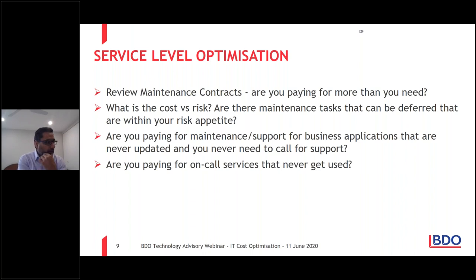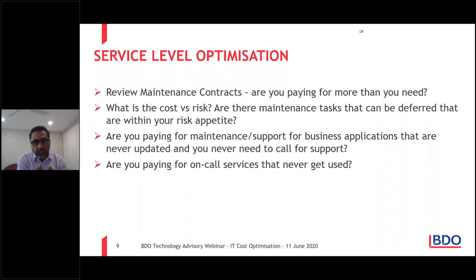And then the last one on the list is around on-call services. A lot of the contracts will have on-call services per month, or they could have a T&M, time and material arrangement. Looking at whether you actually need that on-call service, or you are happy to go with a higher cost time and material type of arrangement, could help you optimize the type of service contracts that you have in place.